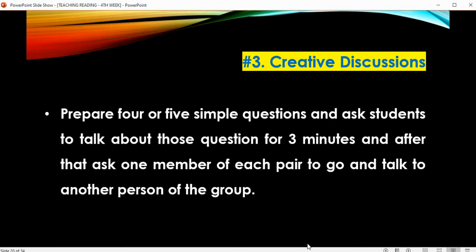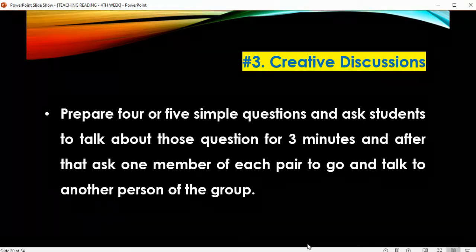The third activity is creative discussions. So the teacher is going to prepare 4 or 5 simple questions and ask students to talk about those questions for 3 minutes. And after that, ask one member of each pair to go and talk to another person of the group. Again, here we are promoting the interaction, the integration of the students.